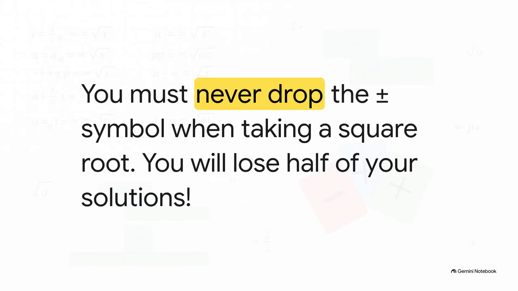Okay, misconception alert. I see this literally all the time. You must never drop the plus or minus symbol when taking a square root during these steps. If you take the square root of 16 and only write down the positive 4, you are instantly losing half of your valid solutions. The math demands that we account for both the positive and negative roots to find all the exact places our parabola crosses that x-axis.